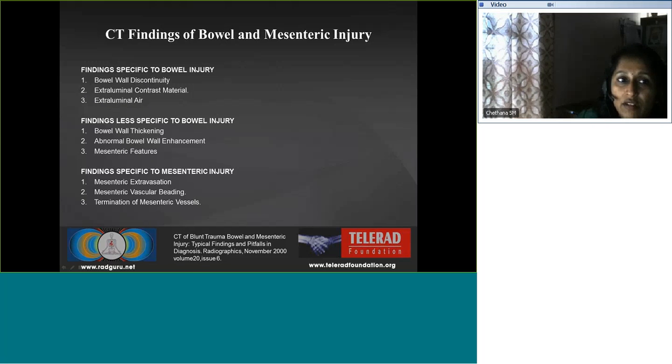So these are the findings which should be kept in mind while reading a case of blunt trauma to look for bowel or mesenteric injury.